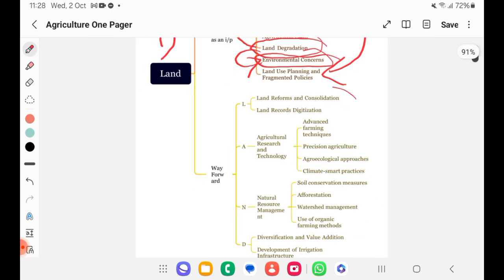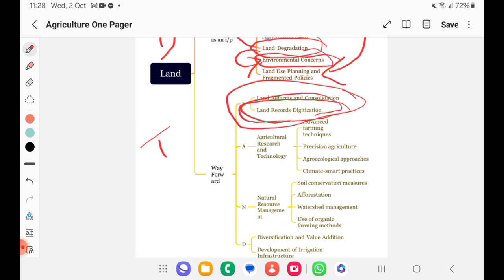Again, land reform has to be, see, land tenure and ownership problem. For that, what is the solution? Land reform should happen and consolidation of land. Then why is it happening, the land tenure and ownership issue? Because it is not recorded. That's where we are going for land record digitalization. Okay, land record digitization.